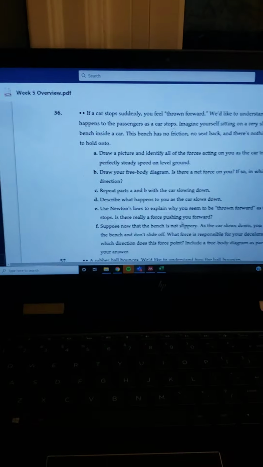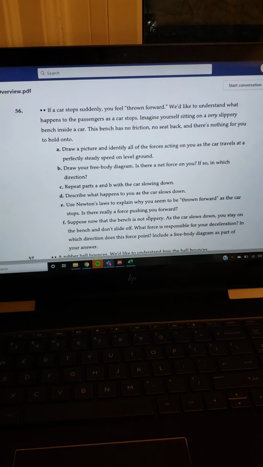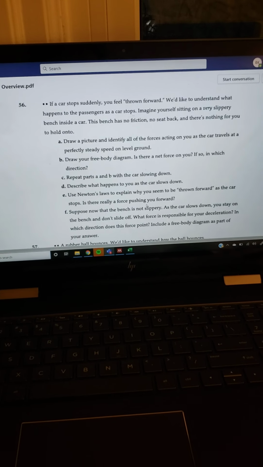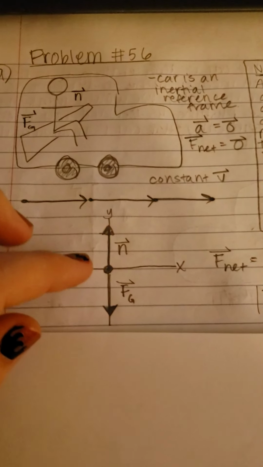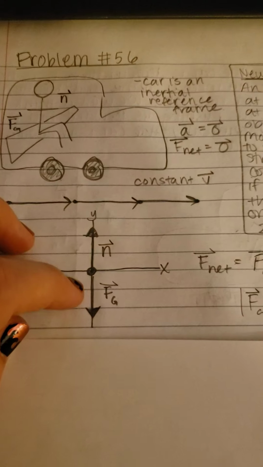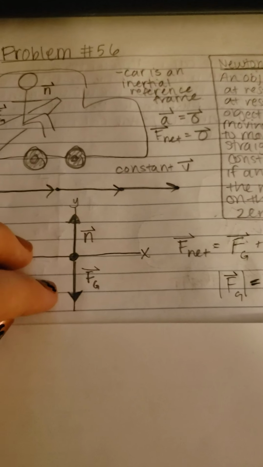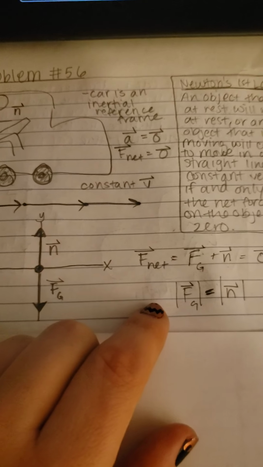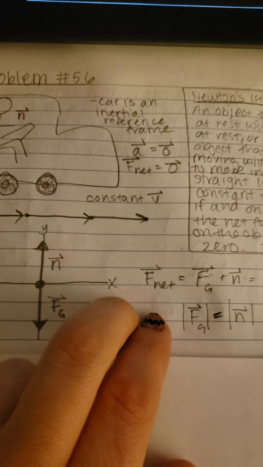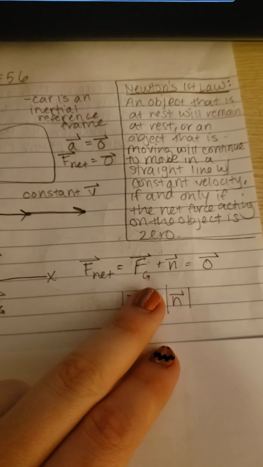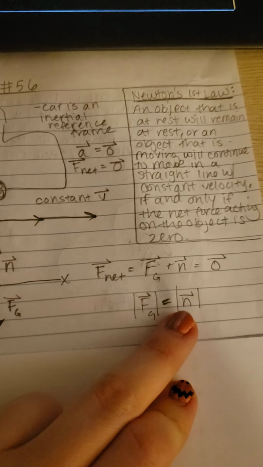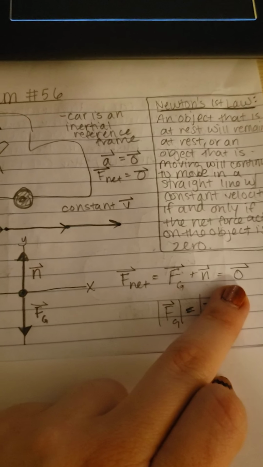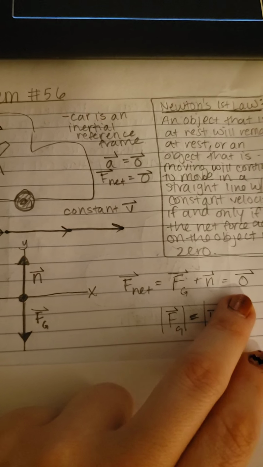So part B, it wants us to draw a free body diagram, identify if there's any net forces acting on you, and if so, in what direction. So we have our normal force pushing upwards and our gravitational force pushing downwards here on our coordinate system. The net force is going to be equal to the sum of all of our forces. We know because we're at rest, our gravitational force is equal to our normal force, so our net force is just going to be 0.